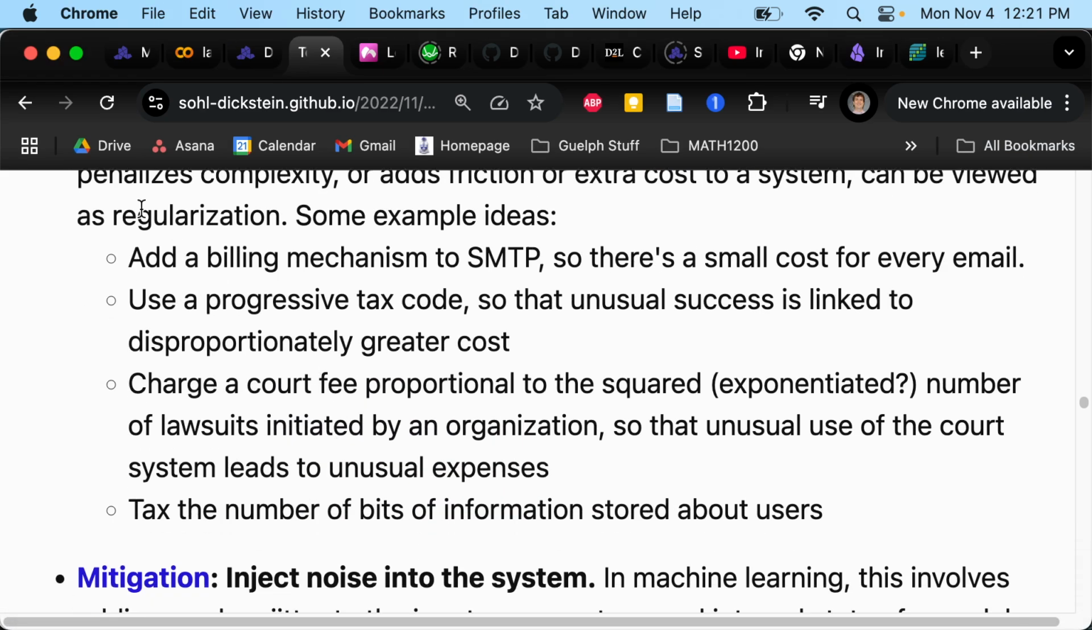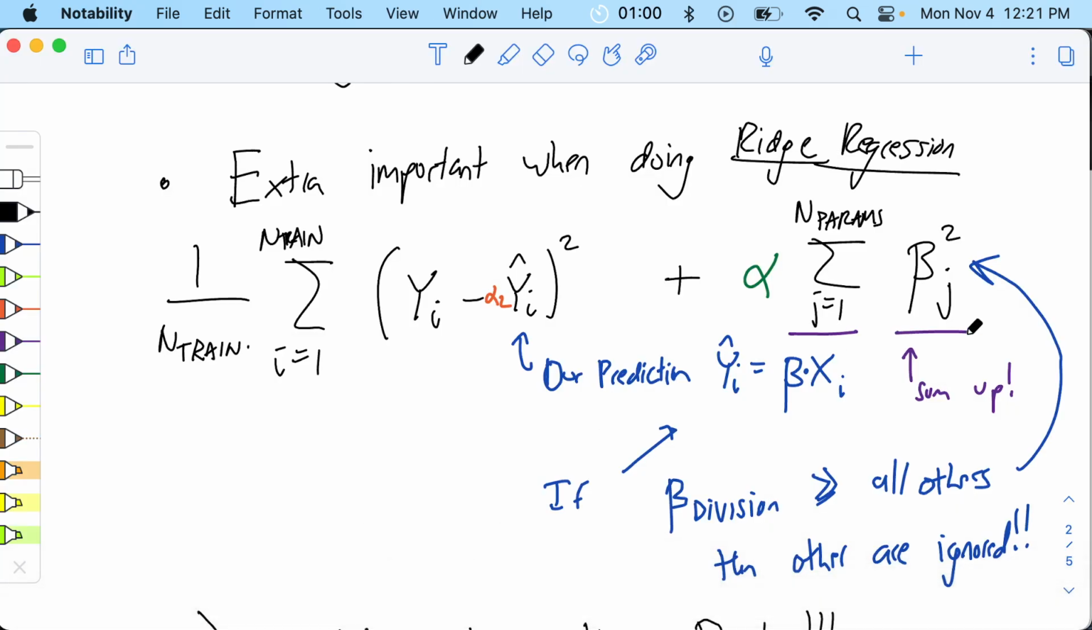I like these. This first one says add a billing mechanism to SMTP. SMTP is the protocol used when you send an email. Right now, as your spam inbox knows, sending an email is free, and you can send out 1,000 emails to people to spam them. But imagine if every email cost 1 cent. That would be like adding on a term that says every time you send an email, you get a penalty of 1 cent.